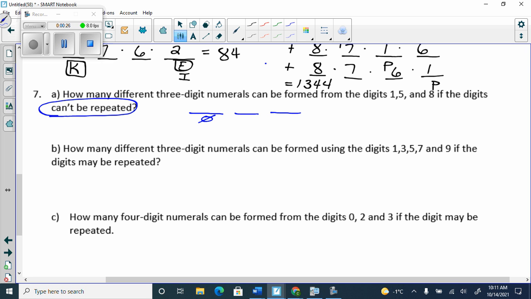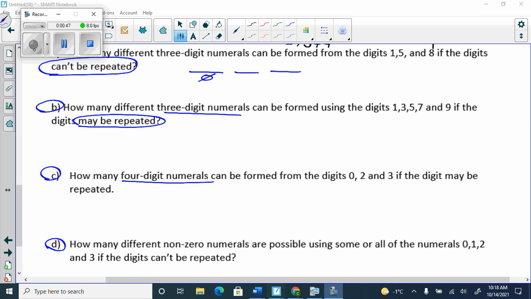Okay? Then B says, how many different 3-digit numerals can be formed from 1, 3, 5, 7, and 9 if they may be repeated? And C says, how many 4-digit numerals can be formed from 0, 2, 3 if the digit may be repeated? Okay? You're doing A, B, C. Try them out quickly.